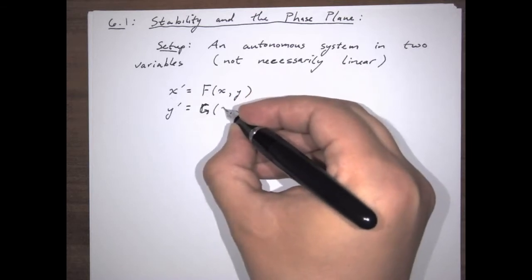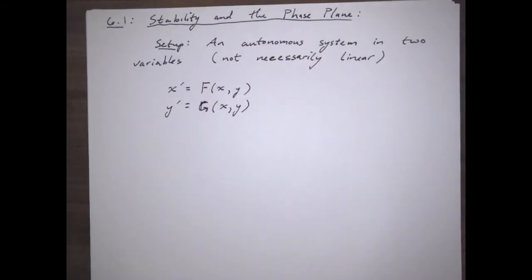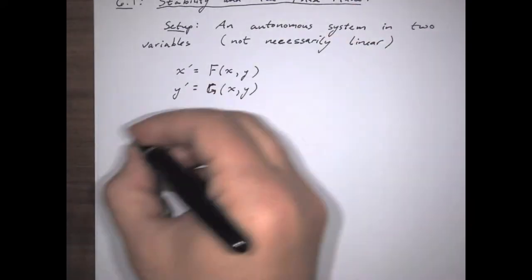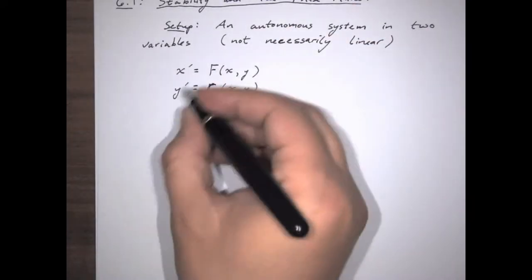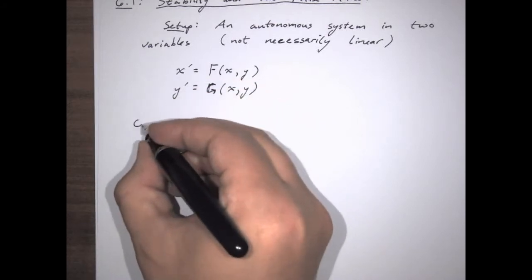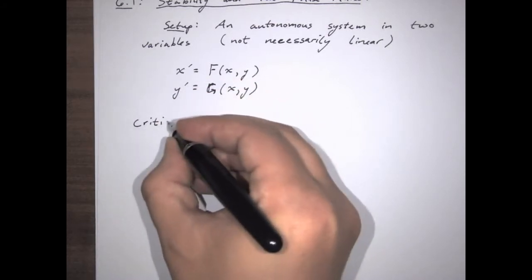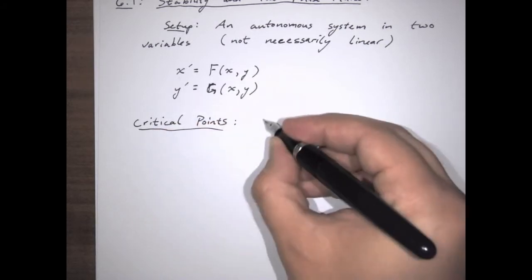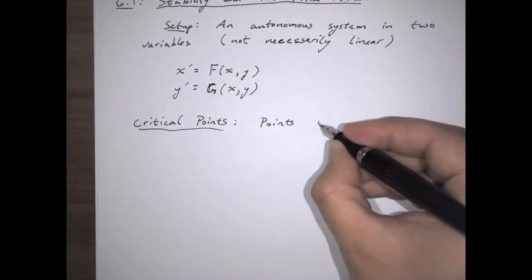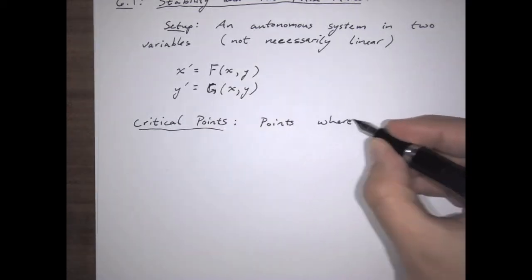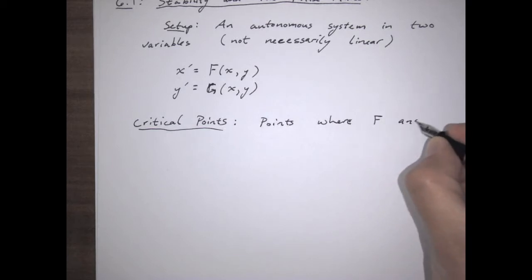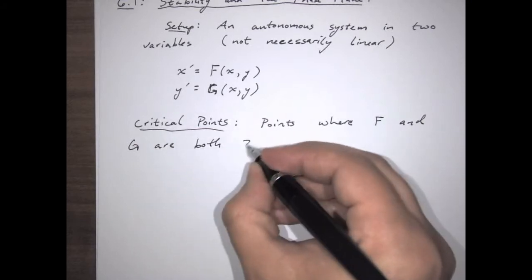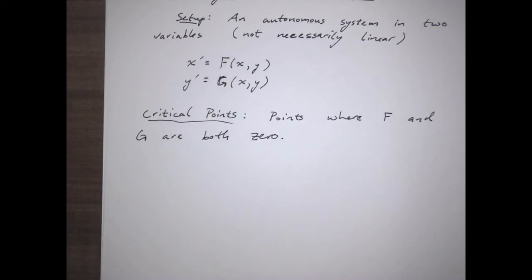And then g of x and y is also a function of x and y. So they are not functions of t, just of x and y. That's the important thing. That's what makes them autonomous. But these are derivatives with respect to t. So then what we'll be looking for are critical points. And these are points where f and g are both 0. And they have to both be 0 simultaneously.